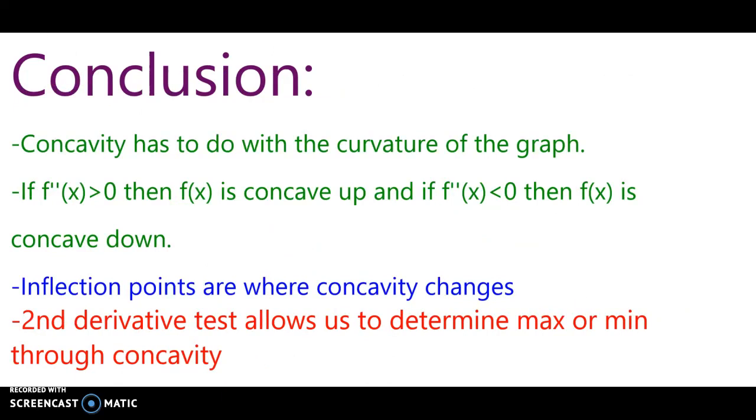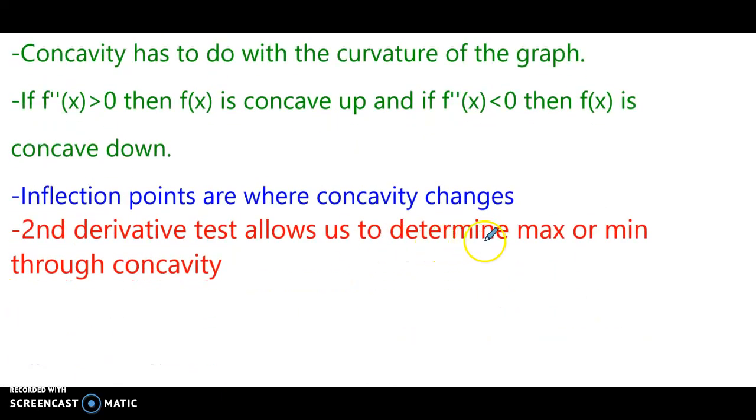Excellent. So we talked about the second derivative test. It allows us to determine if we have a max or min through concavity.